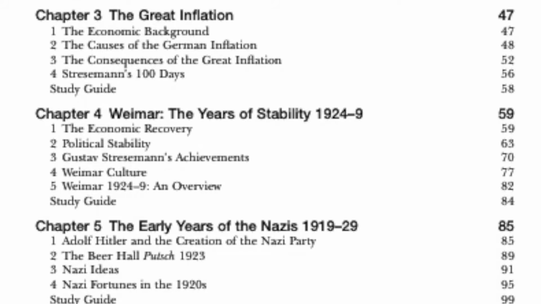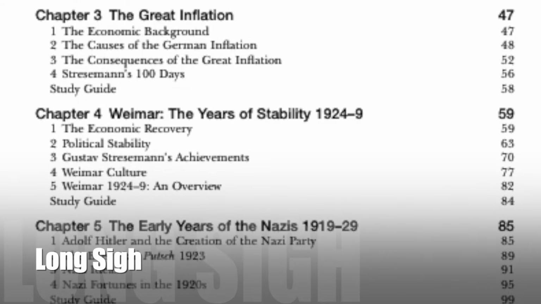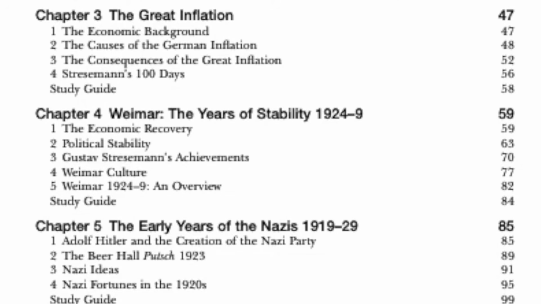Chapter 5, Early Years of the Nazis, 1919 to 1929. We see how much of a fringe party and how on the edges of German society the Nazis were. There's the Munich beer hall putsch, which gets put down violently. A lot of Nazis die. Hitler is thrown into prison.